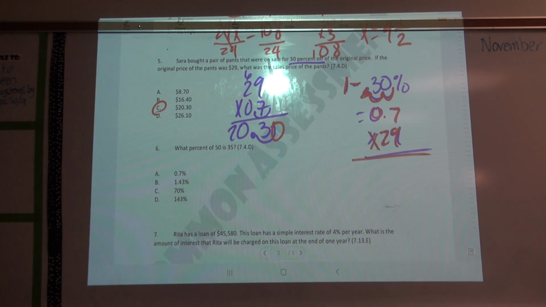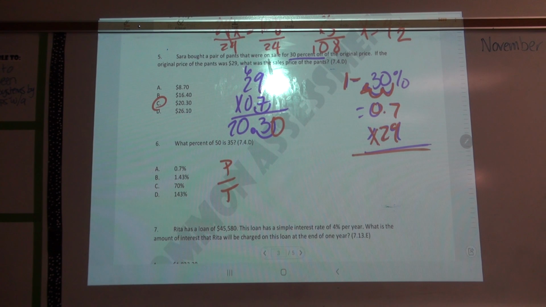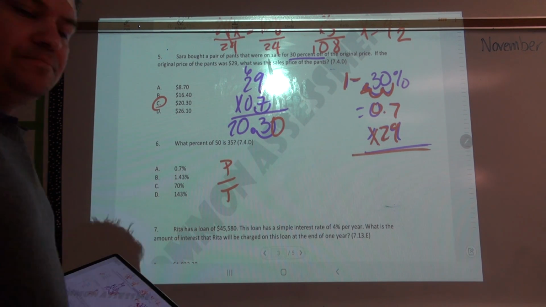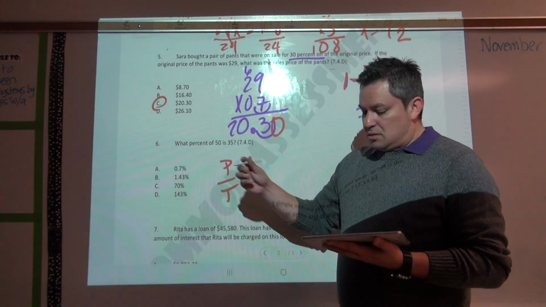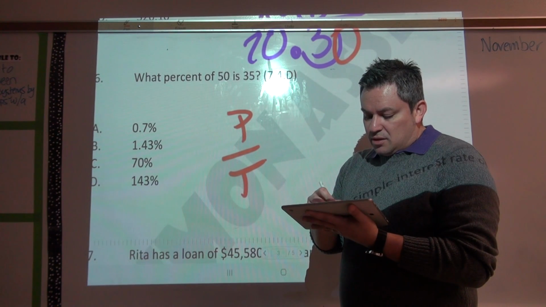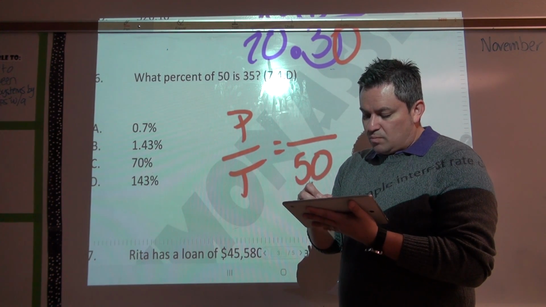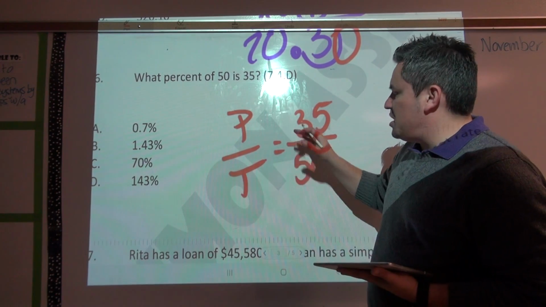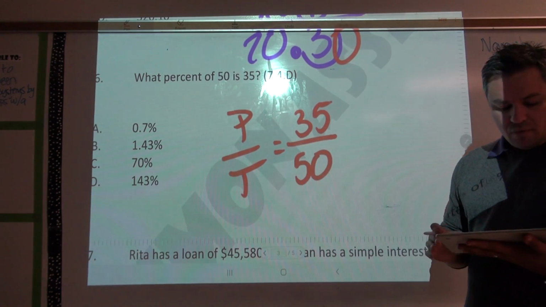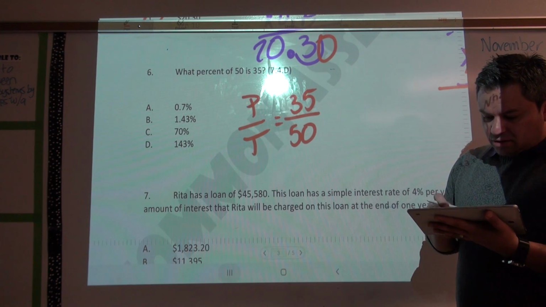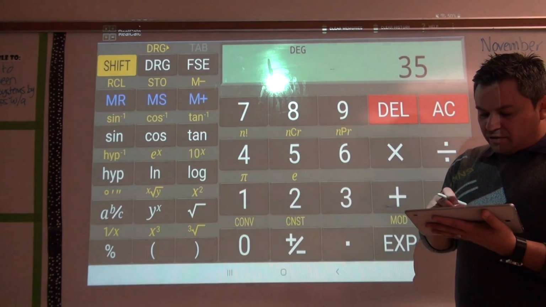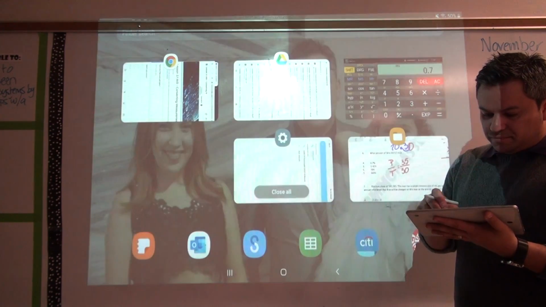Number 6 says, what percent of 50 is 35? This one was as simple as doing part over total. Which one is my original? What changes? The 50. The 50 doesn't change, so that's my original. That's as simple as doing the table, top in, bottom out. So, 35 divided by 50 is 0.7.